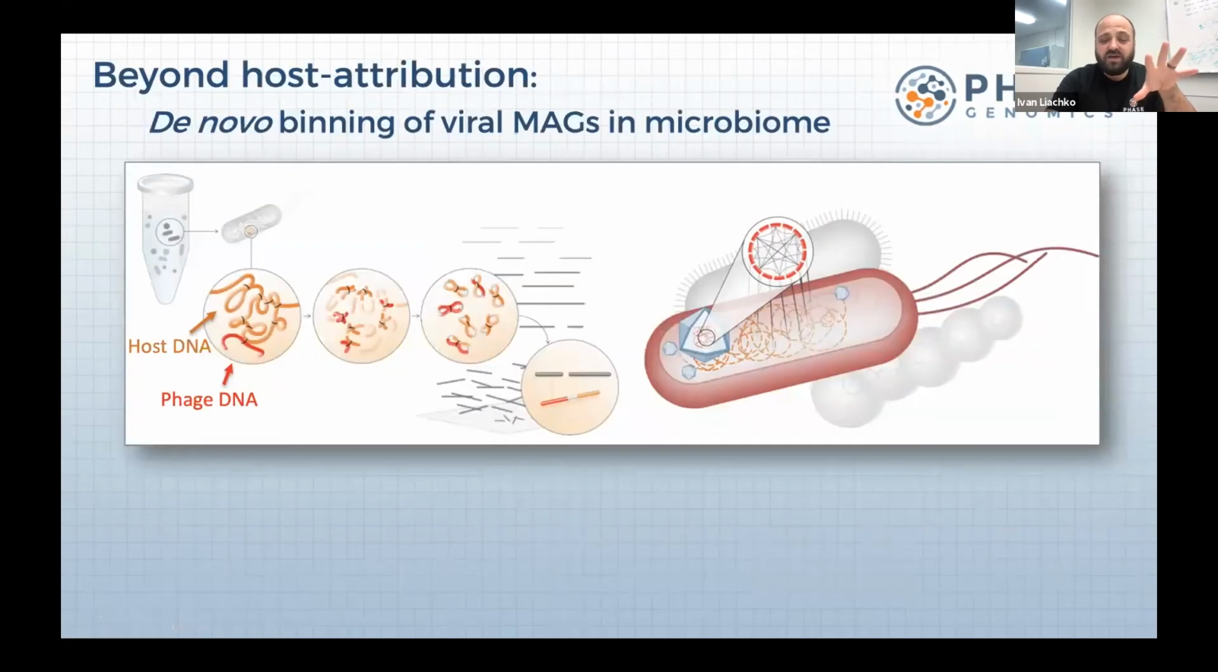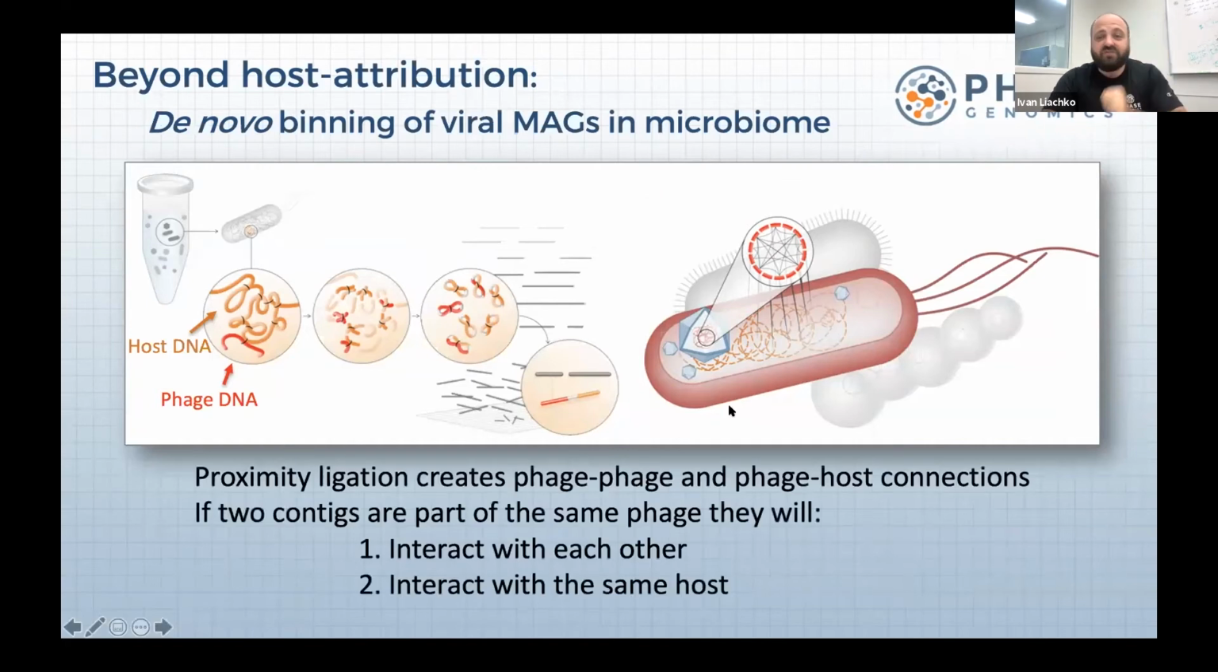But the newest thing was we came up with this one method that takes advantage of the following. If you have a phage somewhere in your metagenomic community, and there's 2 contigs that belong to the same phage, those 2 contigs will be touching each other.